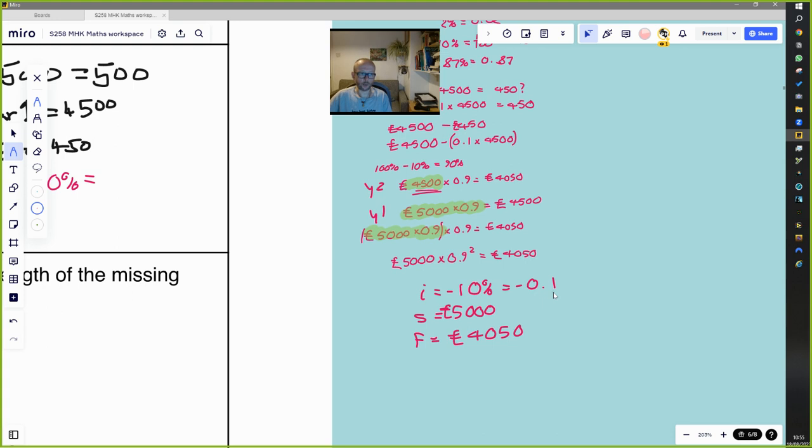So what we can see here is that the final amount can be calculated by the starting amount multiplied by, and this is the key bit, it's actually not the interest, but it's 1 plus the interest, even though I took it away, but that's because the interest was negative. 1 plus negative 0.1 would be 0.9. Then you do it to the power of the amount of time. So the time in this case is 2 years.